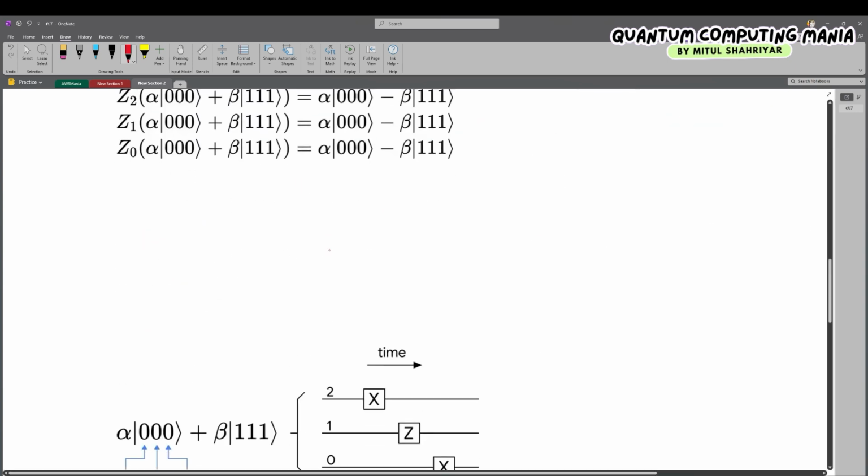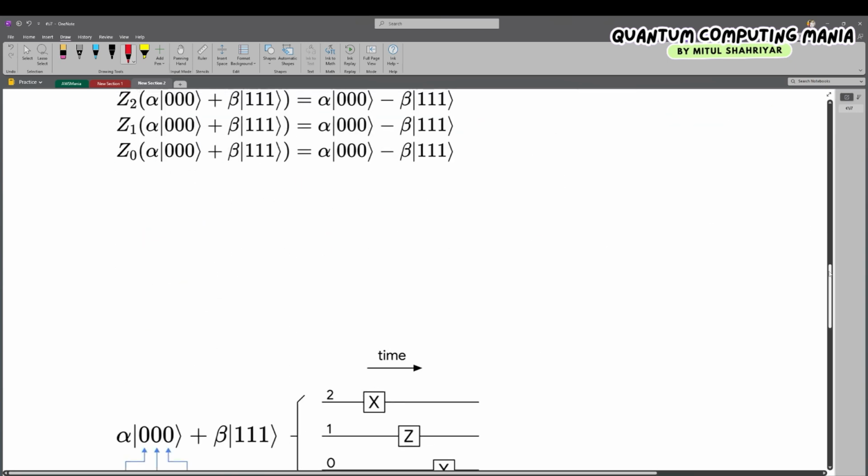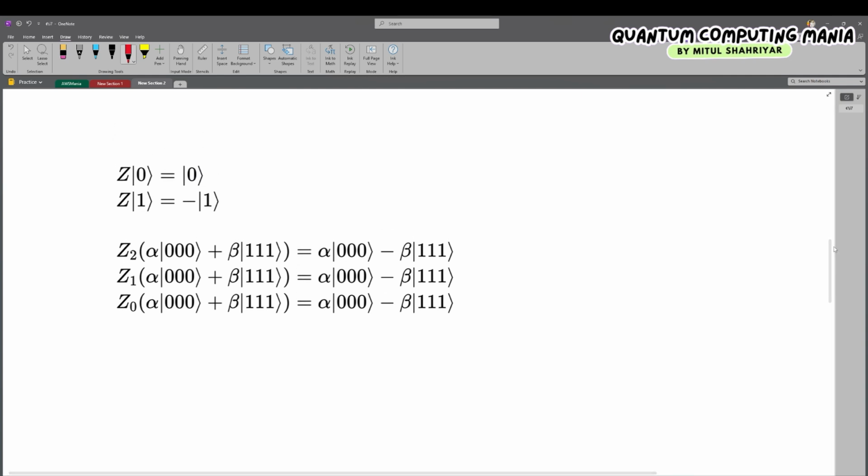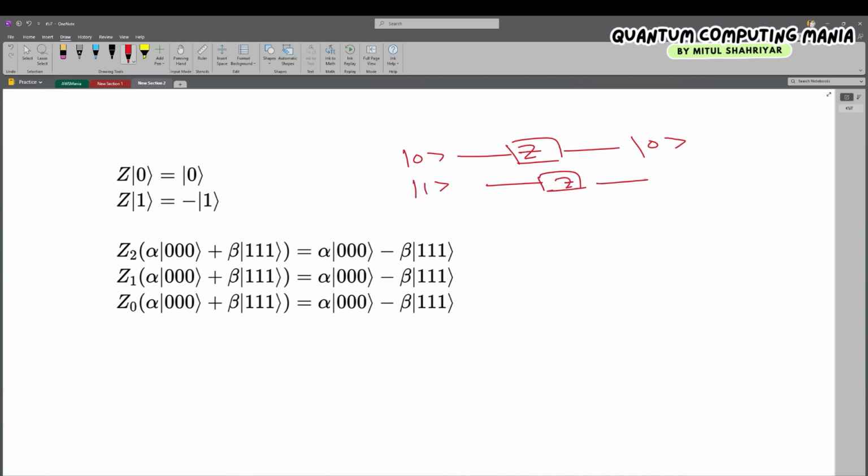Great. Then let's talk about the Z gate. What Z does is, if a 0 qubit is passed through the Z gate, it keeps the value as it is. But if 1 is passed through it, it changes the value to minus 1 qubit.